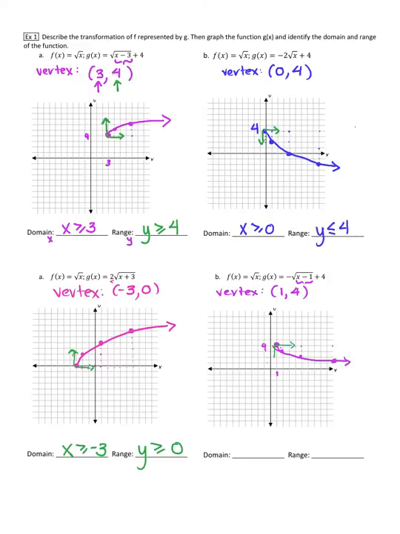I'm just trying to visually show you how to get the domain and the range. Domain is going to be x greater than or equal to 1, the x coordinate of your vertex. And the range is going to be y less than or equal to the y coordinate of your vertex.